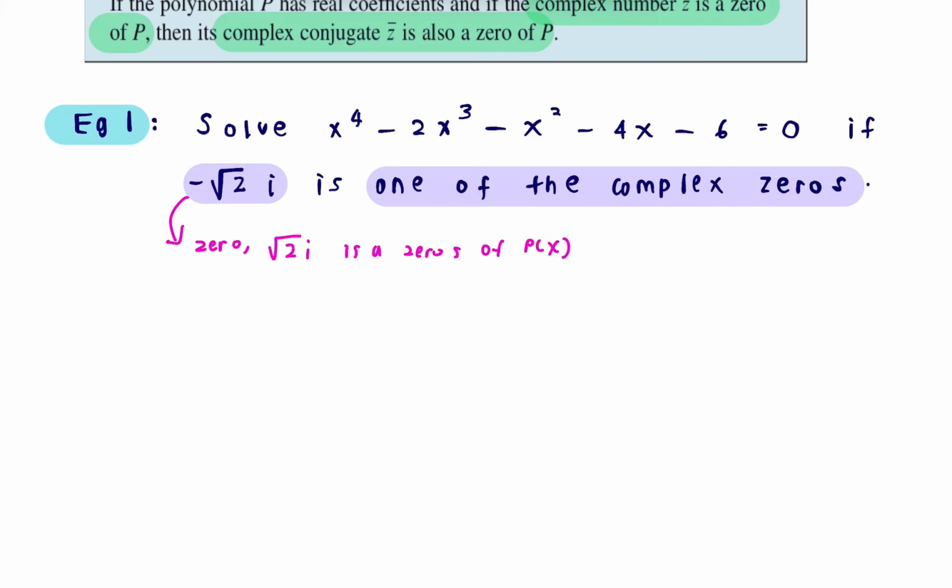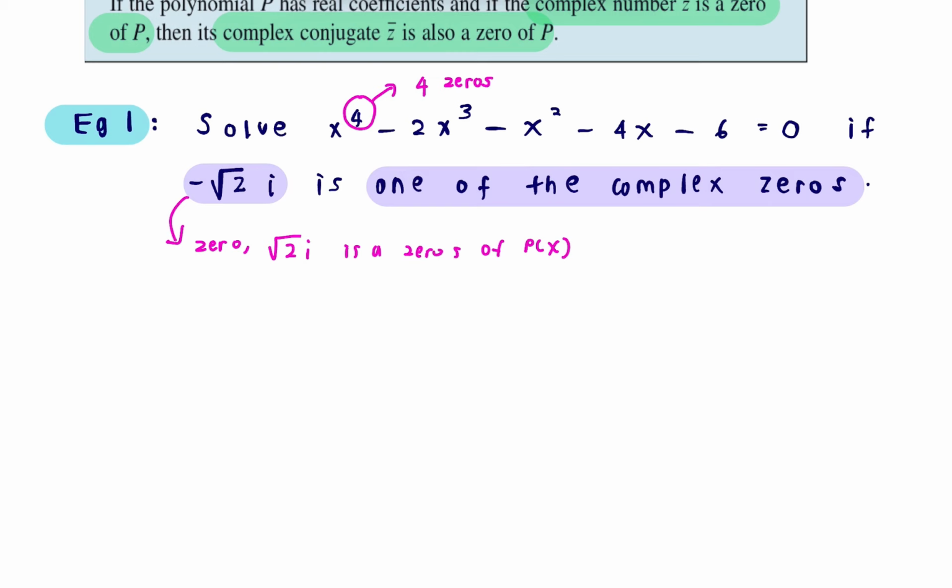Okay, and then how many zeros do you have in this question? Look at the highest degree. You have the highest degree of 4 for this polynomial, so you know that you have 4 total zeros. Out of these 4, you already know 2 of the zeros, which are negative square root of 2i and square root of 2i. So you need to find another 2 zeros. So how to find those 2 zeros?